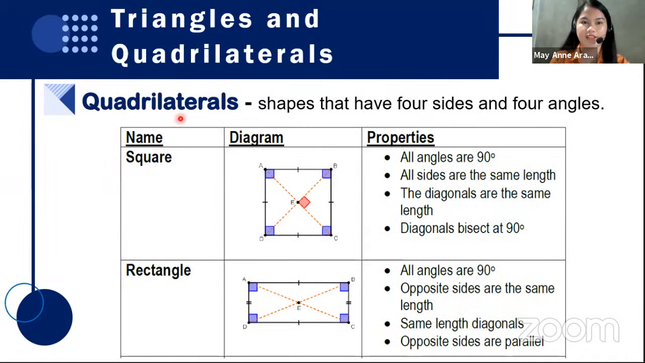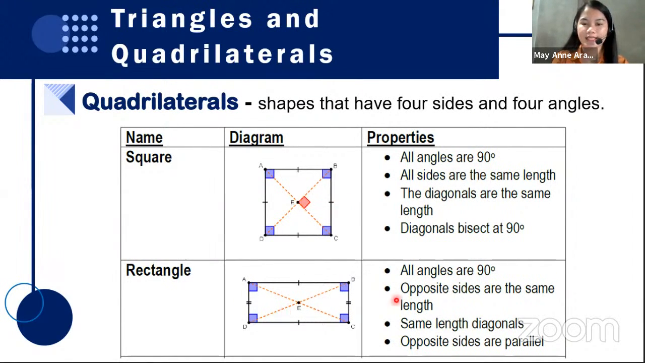Next, we have the quadrilaterals. These are the shapes that have four sides and four angles. So for a square, all angles are 90 degrees. So you have 90, 90, 90, and all sides are the same length. Parehas sila. Then diagonals are the same length also, equal. The length of this is equal to the length of this. And the diagonals bisect at 90 degrees. So they form a 90-degree angle here.